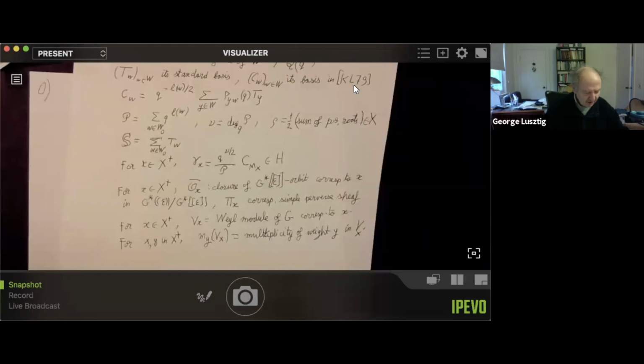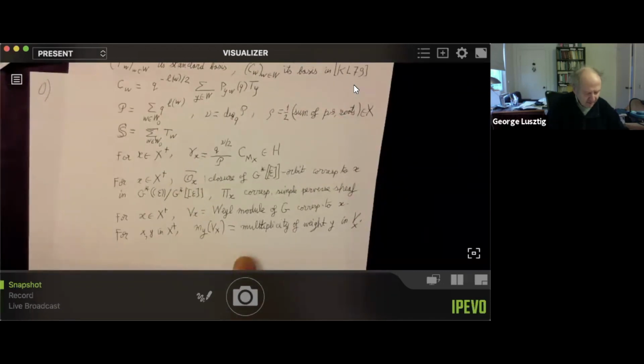And for each of these orbit closures, there is a corresponding simple perverse sheaf on OX bar, which I will mention slightly later. And the other notation that I will need is that for a dominant weight X, Vx is a Weyl module of G corresponding to X. And if you have two dominant weights, then My of Vx is the multiplicity of this weight in the Weyl module.